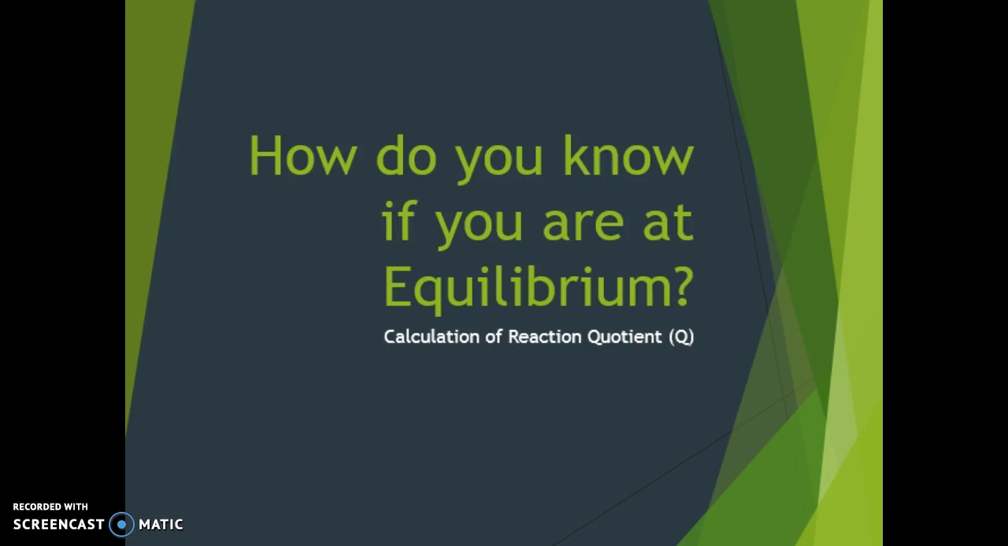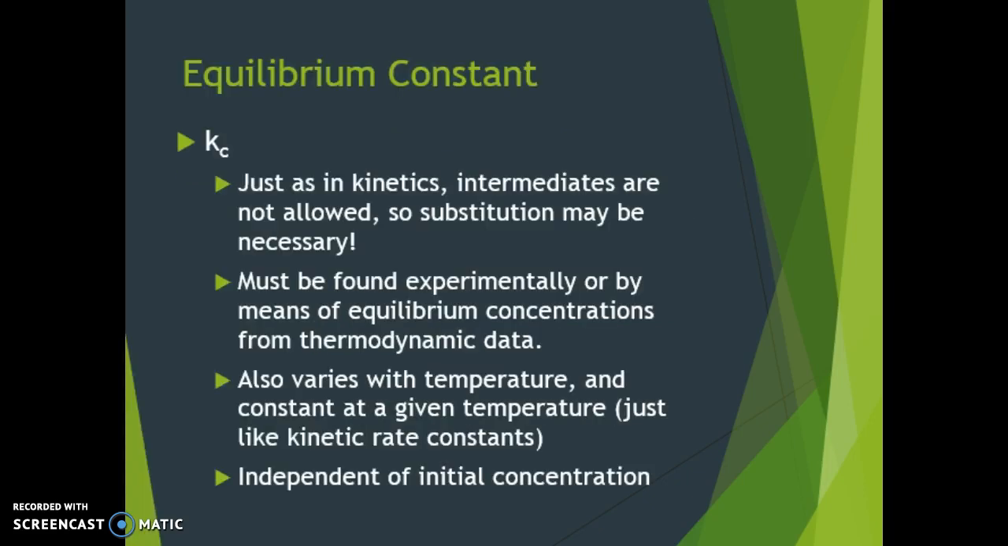A couple of the little details that we should keep in mind about our equilibrium constant is that just like in kinetics, we're not allowed to use any intermediates. So if we're dealing with a multi-step mechanism situation, we may need to be looking at substitution. More on that in a little bit. Just as in kinetics, all of these K values need to be determined experimentally.